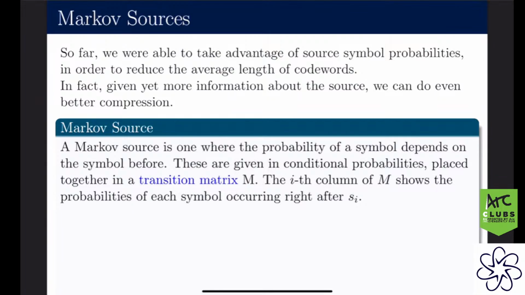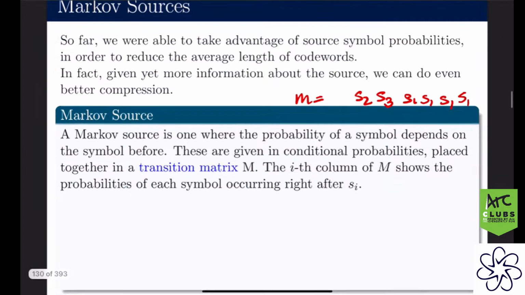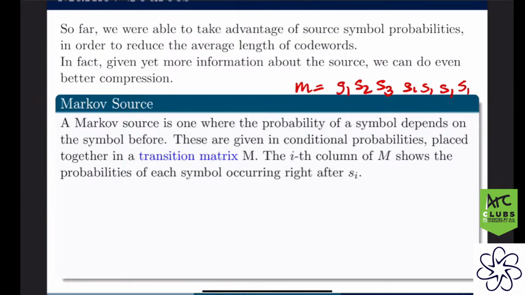All right, so a Markov source is a source where the probability of a symbol depends on the symbol before. So you might have a message like S1, S2, S3, S1, S1, S1, S1. And maybe in this case, S3 will always appear after S2, but if there's an S1, you can never have an S3, or something like that. Basically, the probability of a source symbol showing up is dependent on what source symbol showed up before.